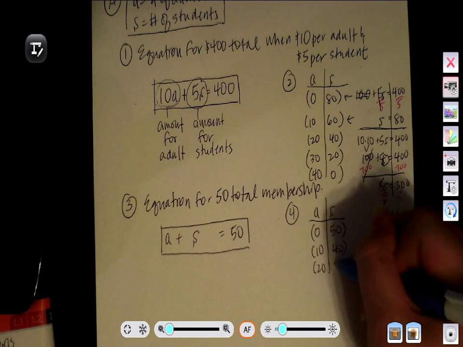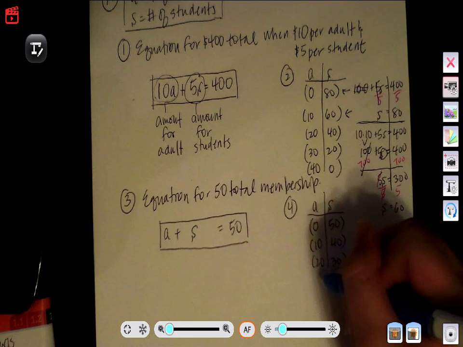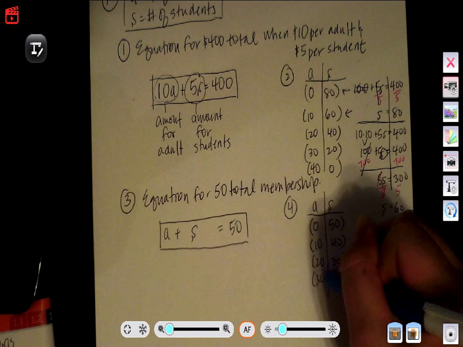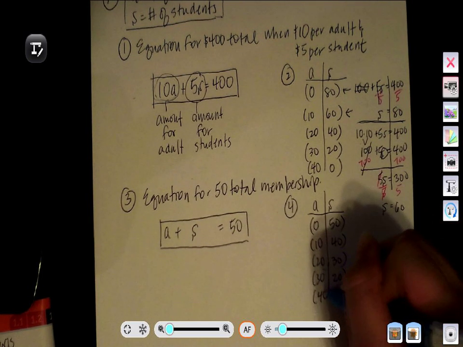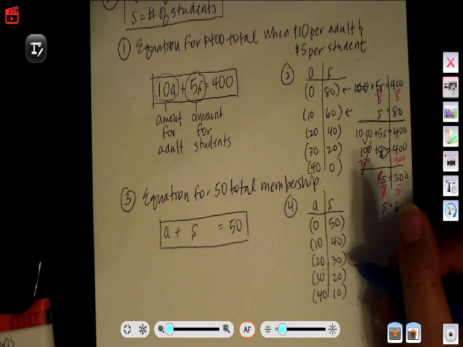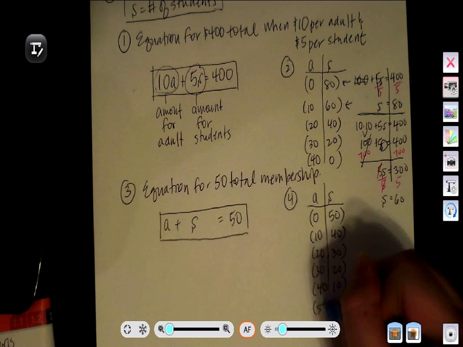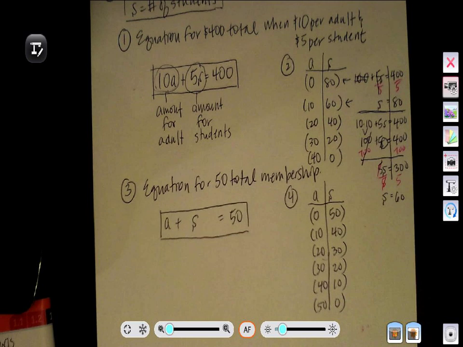You can have 20 and 30. That'll add up to 50 memberships. 30, 20 would also work. And 40, 10 would also work. Actually, even 50 adults and no students would also work too. Okay.